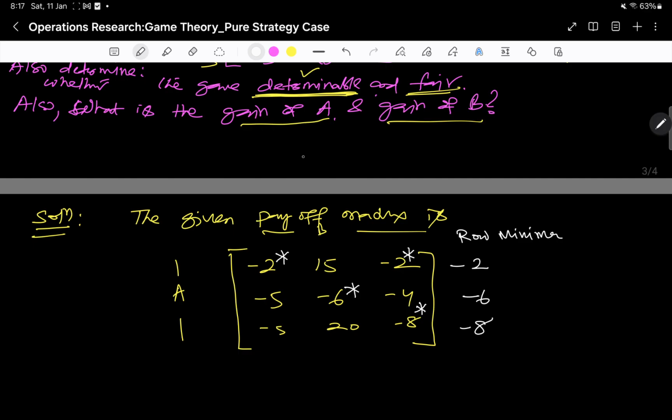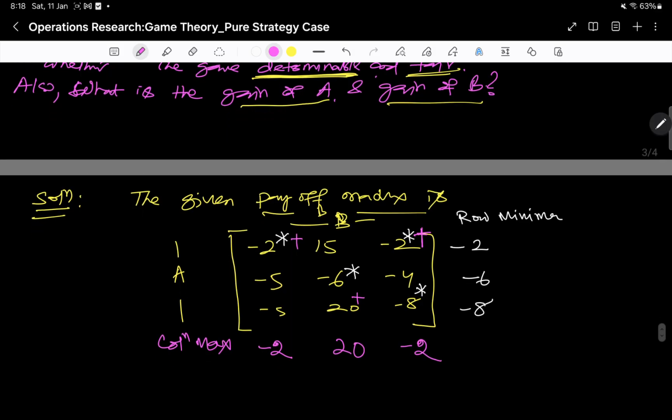Now this is my player B. From B's point of view, I have to determine the column maxima. What is the column maximum in this column? The column maximum is this, so I mark it with a plus. The column maximum in this column is 20, I mark it with a plus. The column maximum in this column is minus 2, I mark it with a plus.